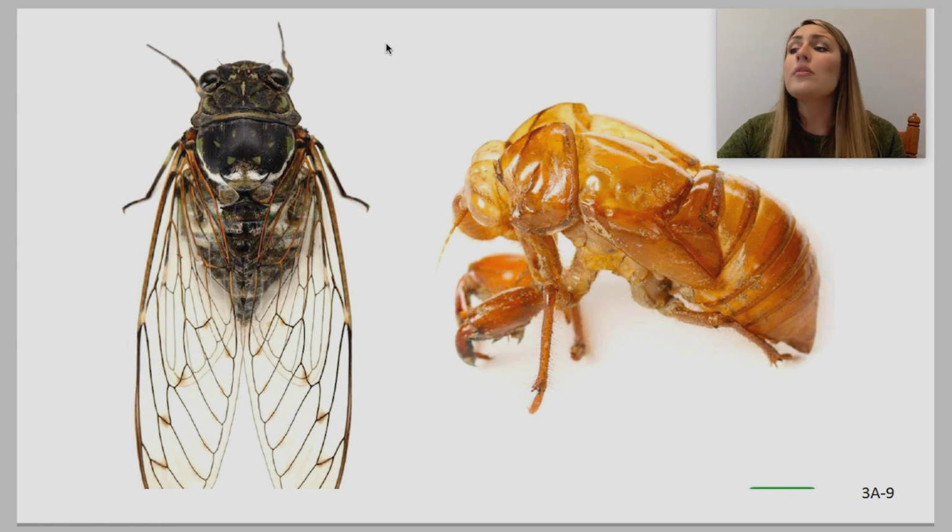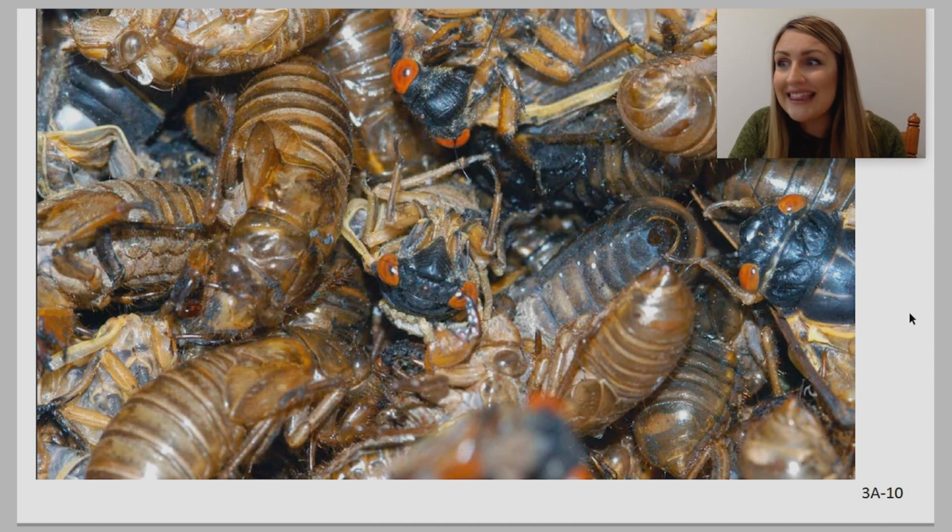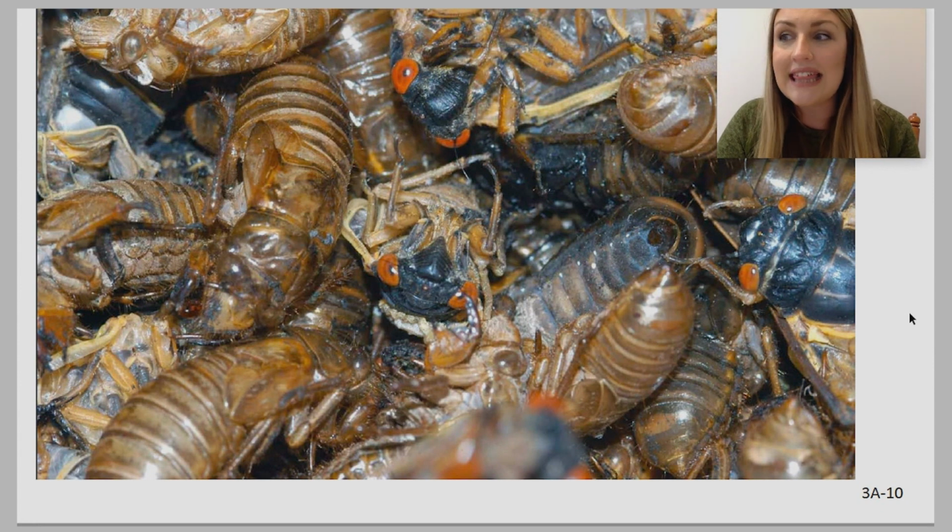The nymphs remain hidden beneath the ground, continuing to shed their exoskeletons. Once they are fully grown, they make their way to the surface again, shed their skin one last time, and emerge as winged adults. For some reason, all the cicadas in an area emerge at once, either every 13 years or every 17 years. And when the cicadas all emerge, it looks like this. They fly everywhere and their calls are very loud.